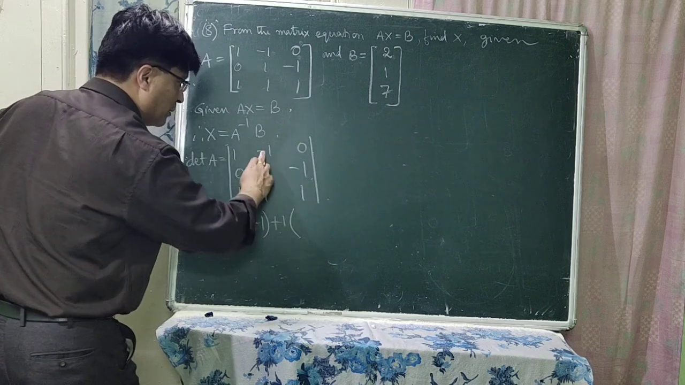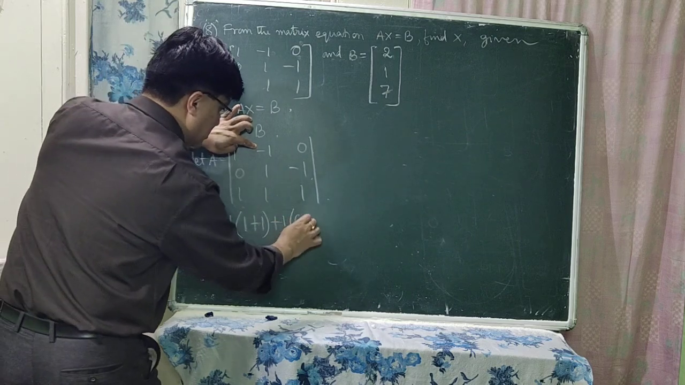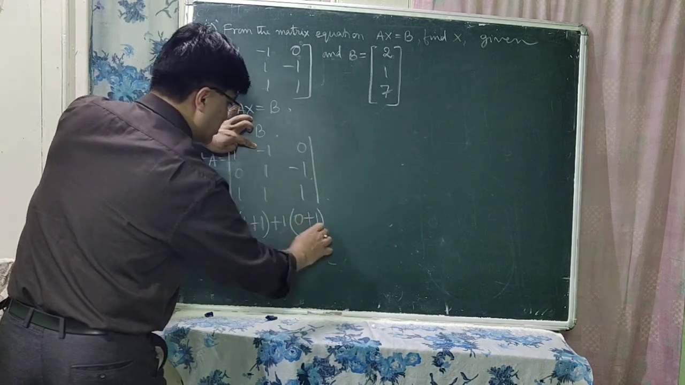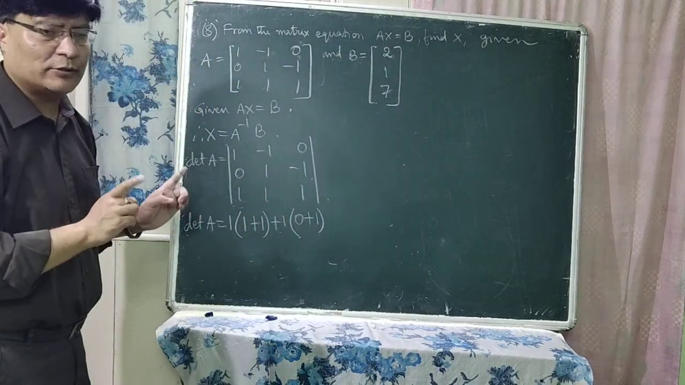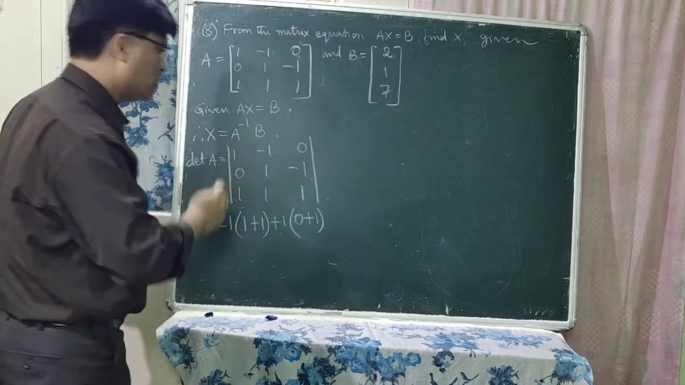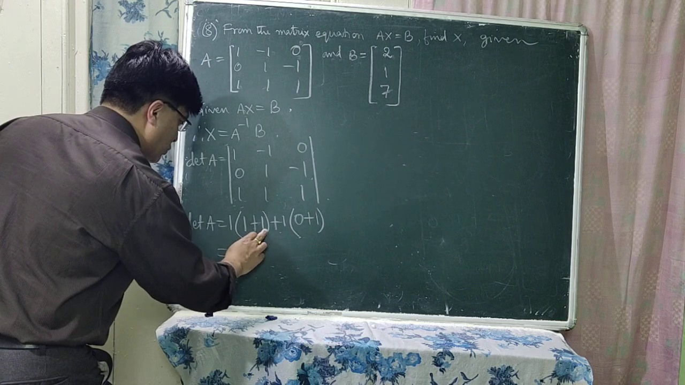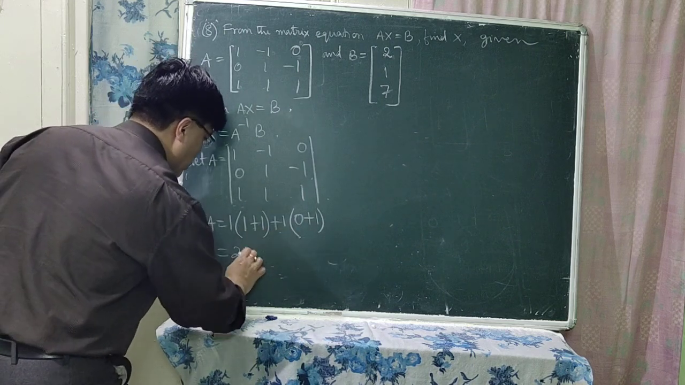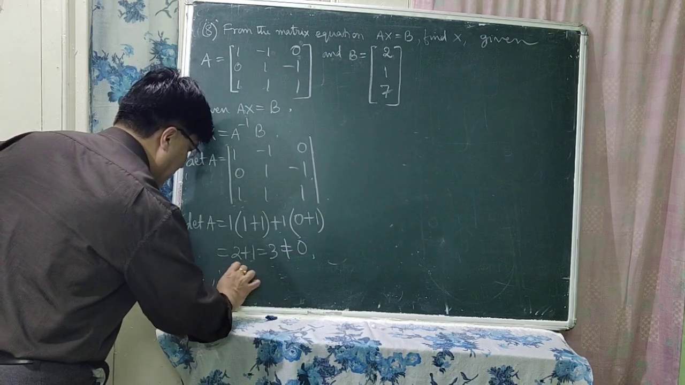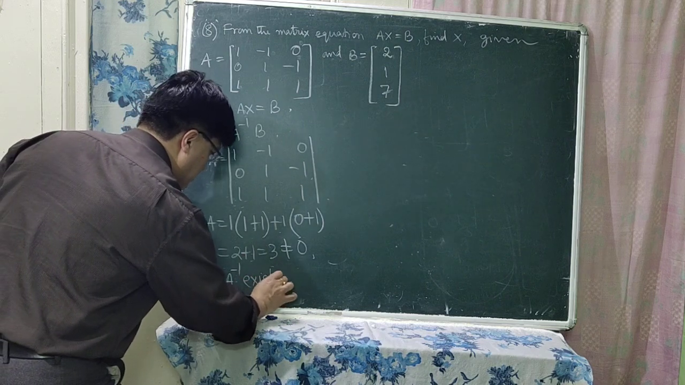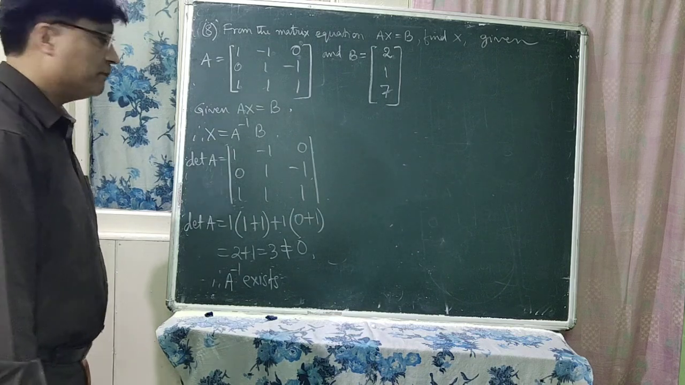Within the bracket, delete the row and the column through the element minus 1. So what remains? 0 minus 1, 1, 1. So 0 1s are 0. Then it is minus into minus, plus 1. Plus 0 will be there, but you don't have to write it, because 0 into any number is always 0. So how much is it now? 1 plus 1, 2. 2 1s are 2, plus 1, which is equal to 3, it is not equal to 0. That means A inverse exists. Is that clear?